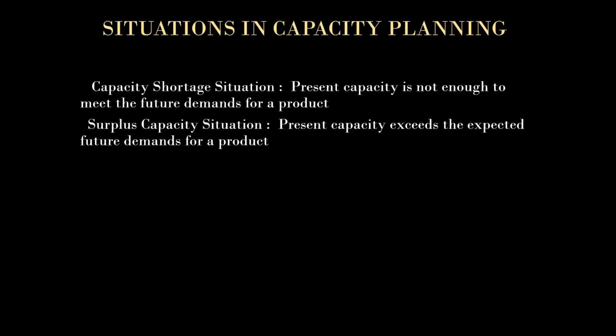And coming to the situations in capacity planning, we come across two different situations, that is a shortage of capacity or surplus capacity. Suppose the present capacity is not sufficient to meet the future demands of the product, then it is a capacity shortage situation. On the other hand, if the present capacity exceeds the expected future demands for a product, in such case it is a surplus capacity situation.